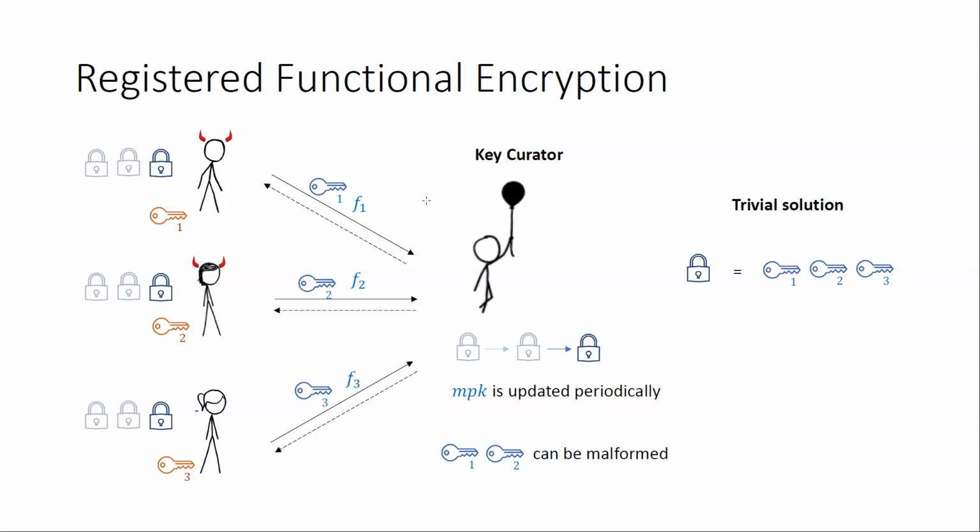Of course, a trivial solution would be to just embed all the public keys that the key curator receives inside the master public key. But the problem here is that now the master public key depends on the number of users, and this might be highly inefficient and we want to avoid it. So this is one of the main goals of registration-based primitives and registered functional encryption.